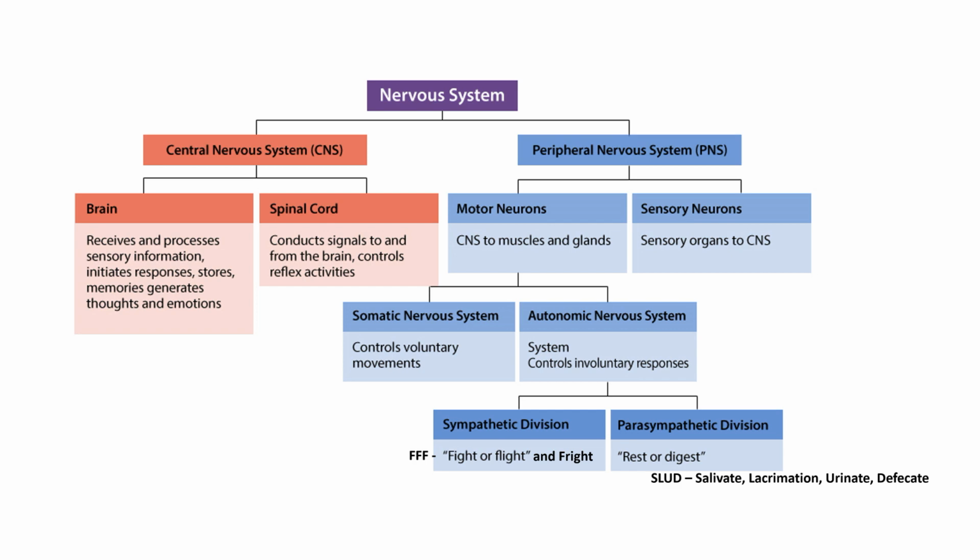Underneath the motor neurons, we have the somatic division, which controls the voluntary aspect, the parts that you can control, and the autonomic nervous system, which are the parts you cannot control. Underneath the ANS, it's subdivided into the sympathetic division and then the parasympathetic division. The sympathetic division is also known as our triple F, the fight, flight, and fright system. And then the parasympathetic is the rest and digest / SLUD. SLUD stands for salivate, lacrimate to tear up, urinate, and defecate.